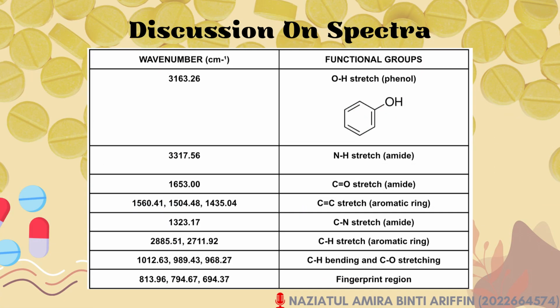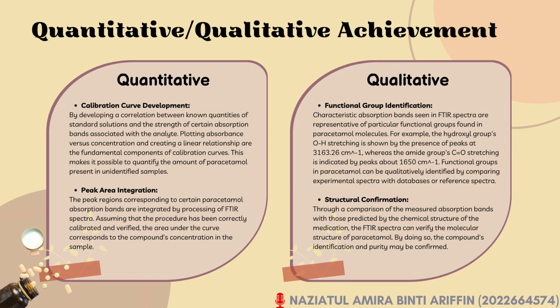So this is the summary discussion on the spectra for the FTIR analysis of paracetamol that I have analyzed previously. So paracetamol has the functional groups of phenol, amide, aromatic ring, and also some additional peaks of CH bending and also CO stretching, and also a few peaks in the fingerprint region. There are quantitative and qualitative achievements that I have obtained from the previous analysis of the paracetamol.